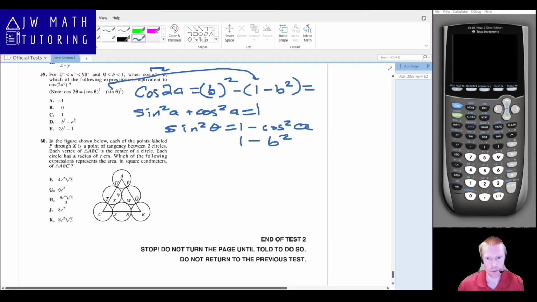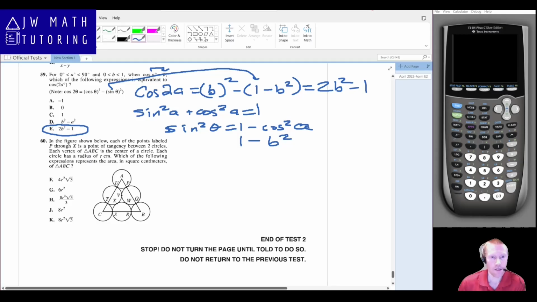And now if you just simplify these expressions, so it's b minus negative b squared. That becomes positive 2b squared, and then we have minus a 1 after it. So the correct answer is going to be letter E, 2b squared.